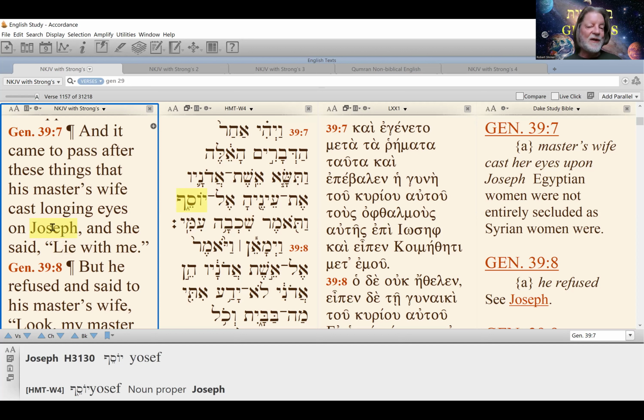These are lustful eyes. And what she says proves it. She said, lie with me, shakhav in Hebrew, which can just mean to lie down and take a nap or have a good night's sleep. But it usually means to lie down in a carnal manner and have sexual activity. So she looks at Joseph, just can't control herself. She says, lie with me.